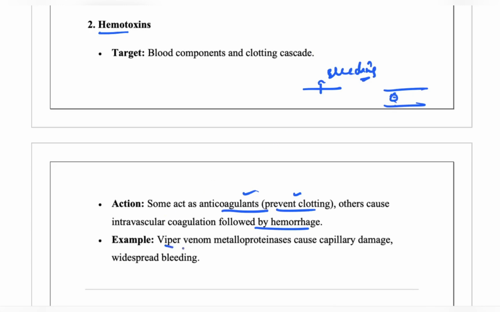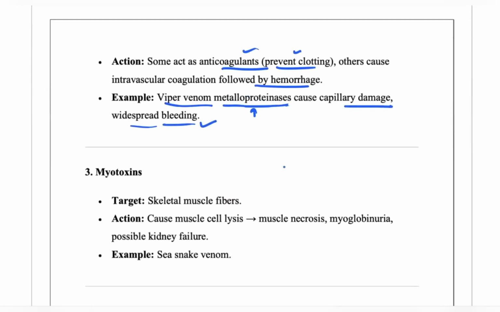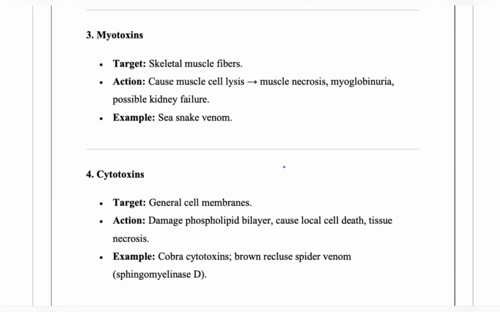An example is viper venom, which has metalloproteinase. This is the chemical nature of the venom, and it causes capillary damage and widespread bleeding. So this is basically preventing the coagulation also. Then next is the myotoxins. Myotoxins have the target of skeletal muscle fibers. The action is that they cause muscle cell lysis. So they are basically causing the death of the muscle cell. So muscle necrosis, myoglobinuria, and possible kidney failure is also there when the body is dealing with the myotoxins. And sea snake venom is like that, right?